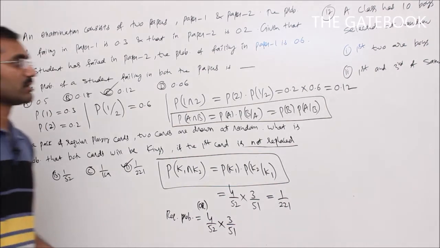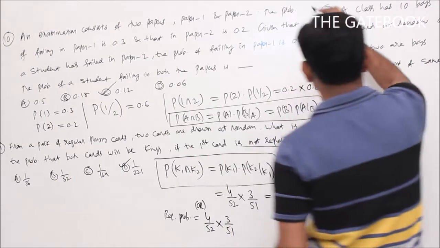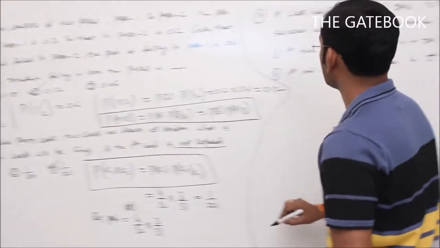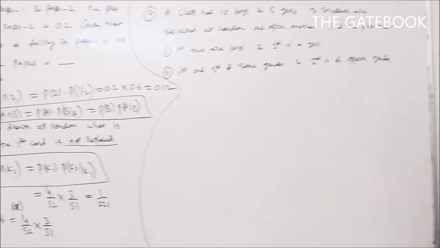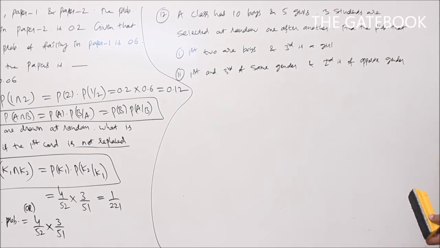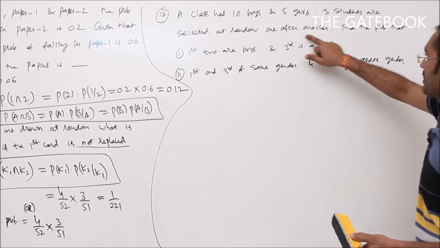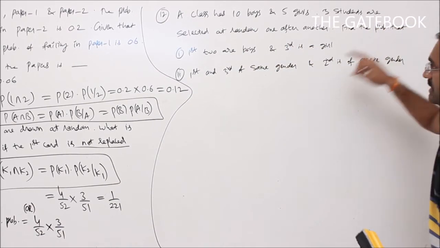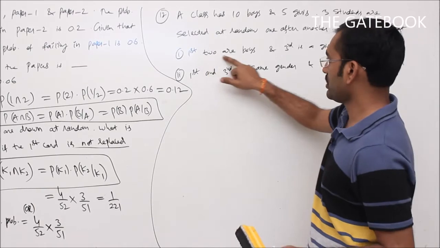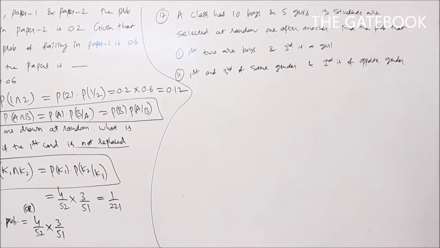That is the answer. Now we'll come to question number 12. A class has 10 boys and 5 girls. 3 students are selected at random, one after another. Find the probability that the first two are boys and the third is a girl.